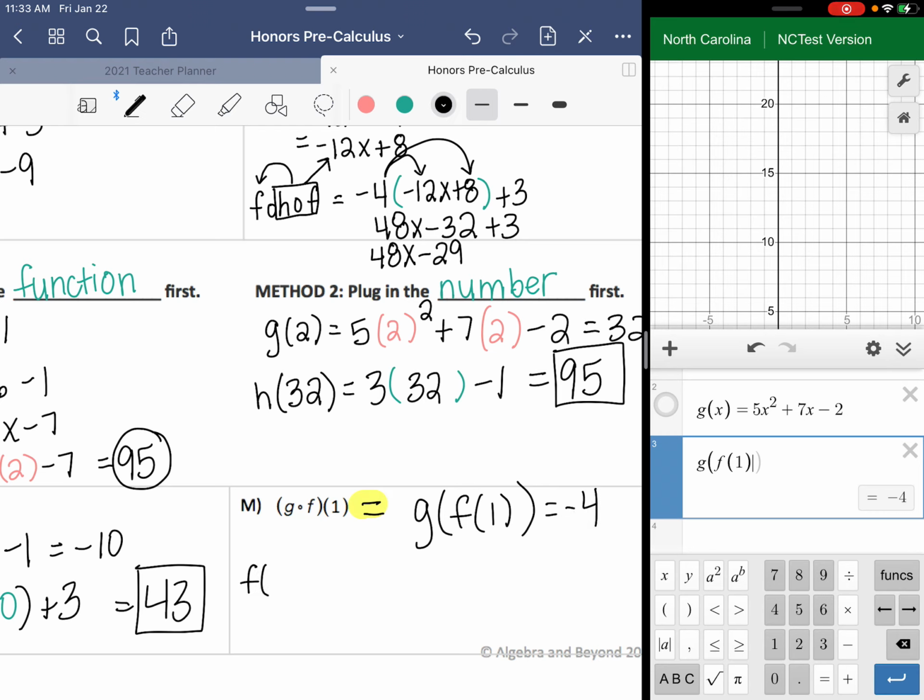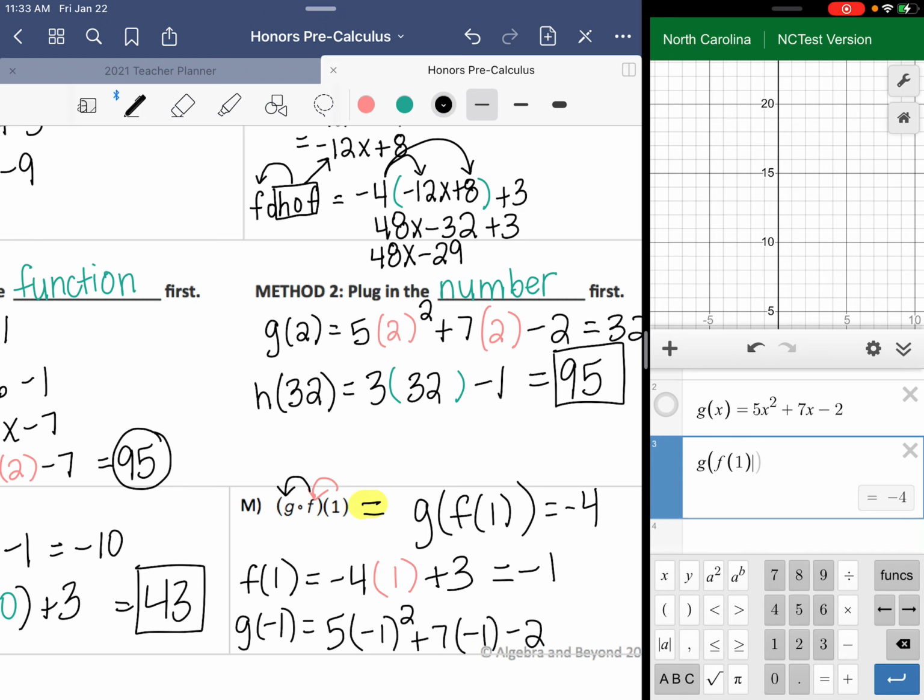Okay? So if I did this and I worked it out, so f of 1 is going to be -4. We're going to plug in that 1 into the f function. And we get -4 plus 3, so that's going to give me -1. Now we're going to take the -1 and plug into the g function. So my g function is 5 times -1 squared plus 7 times -1 minus 2.